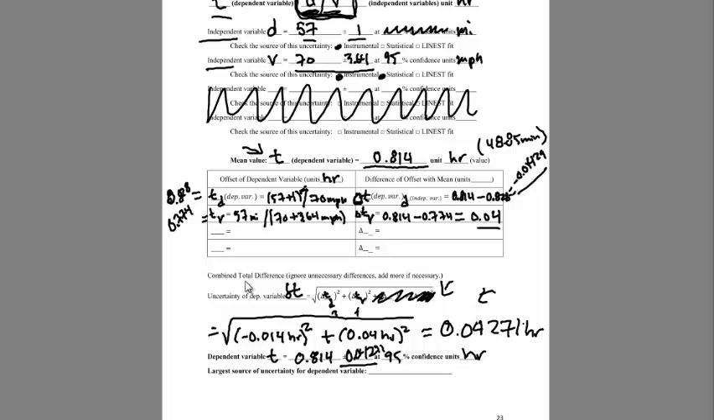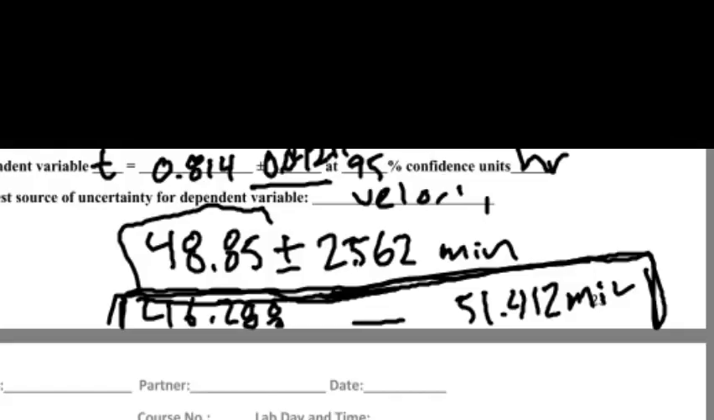Since this hour thing's sort of nonsense, no one really thinks in fractions of hours, we can write this out at 48.85 plus or minus, and then we can just change this nonsense of hours into minutes and get 2.562 minutes. What this means is that we may not have arrived at exactly 48.85 minutes because that time that we predicted had within it some uncertainty because of the things that we used to predict it having some uncertainty. So it may not have taken exactly 48.85 minutes.